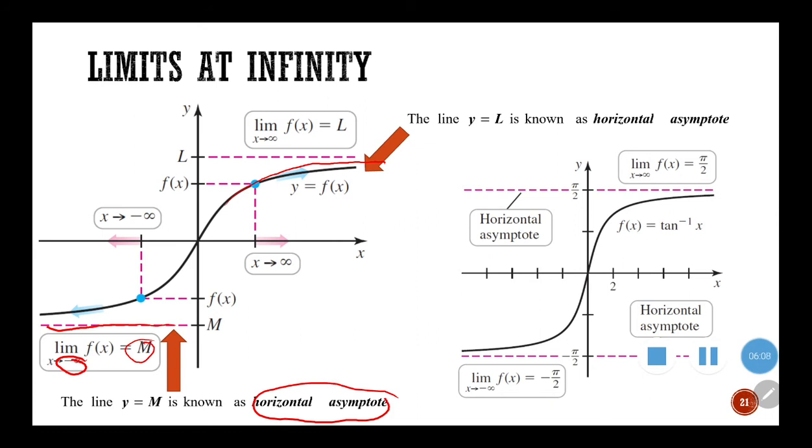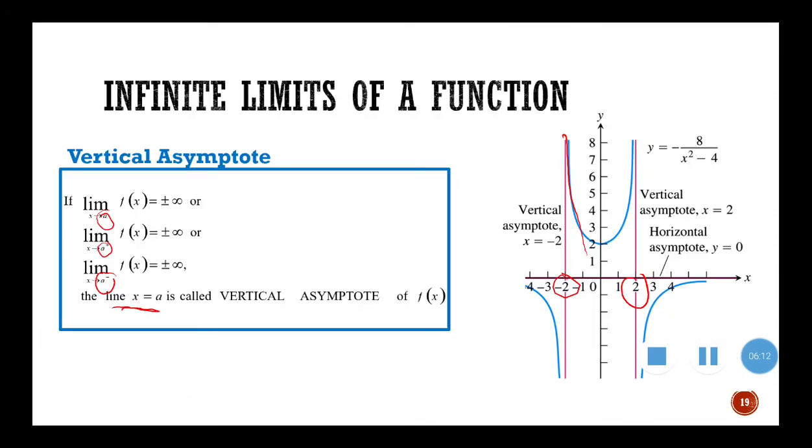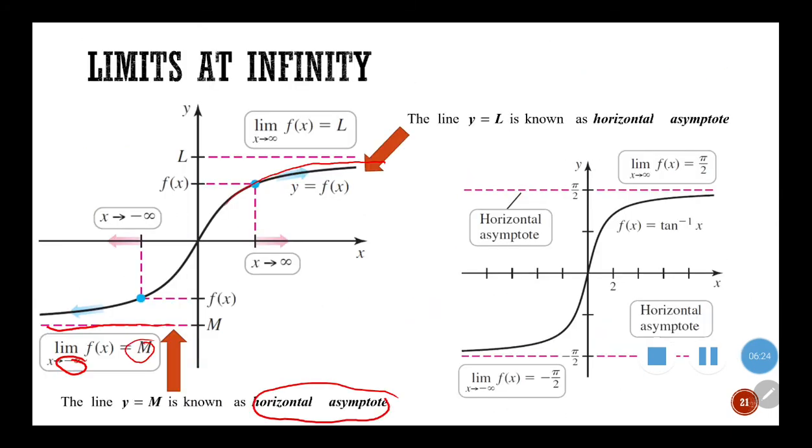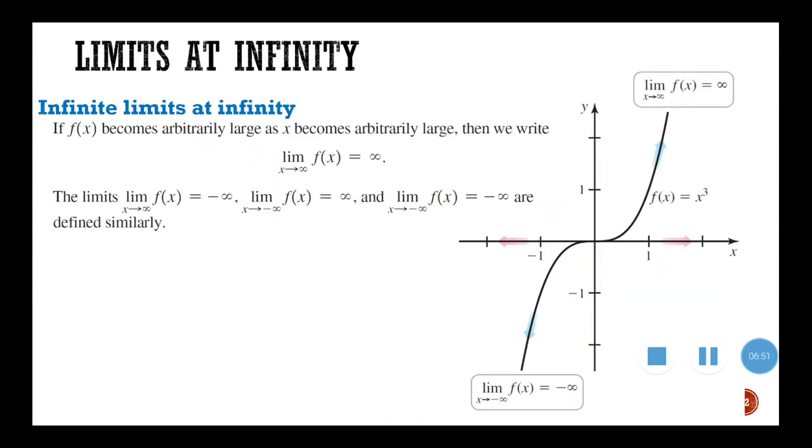Okay, whereas for vertical, just refresh your course. For vertical, it is the limit here that will cause the value of f(x) to be an infinite value. For horizontal, the limit of x approaching infinity causes the value of f(x) to be almost m or almost L, but it will never reach the value of L or m. Okay, so for f(x) becoming arbitrarily large as x becomes arbitrarily large, we write the function like this.